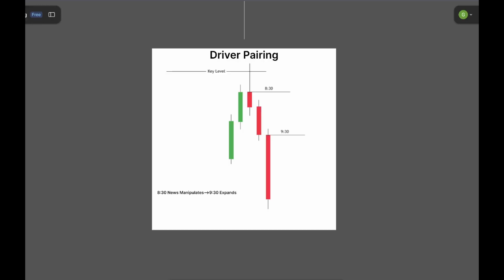I also pair drivers with my bias. So if we have an 8:30 red news, ideally I want to see what news does, if news continues, if news manipulates. But this is what I see most oftentimes. We'll see 8:30 news wick up into a key level. We'll sweep it, ideally paired with an SMT. And then you expect the 9:30 driver, the 9:30 open, to expand down after 8:30 has already done the manipulation pre-driver.